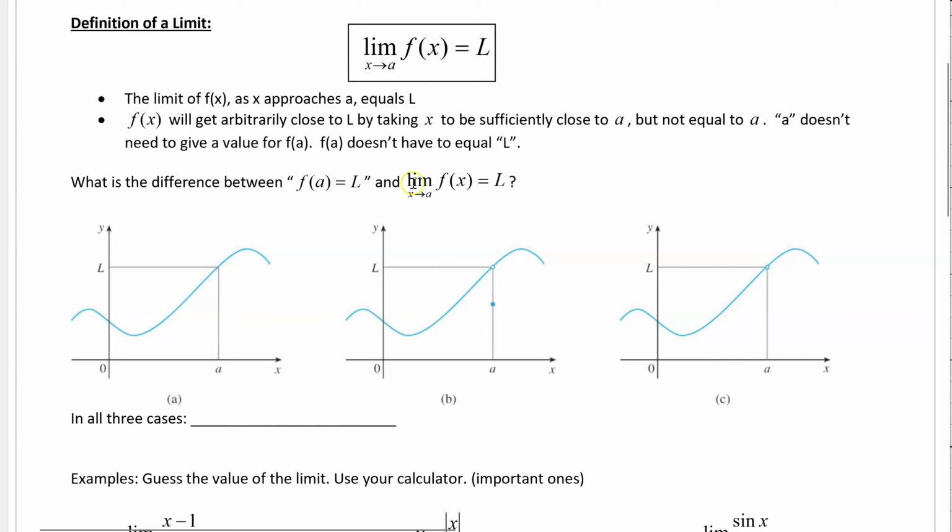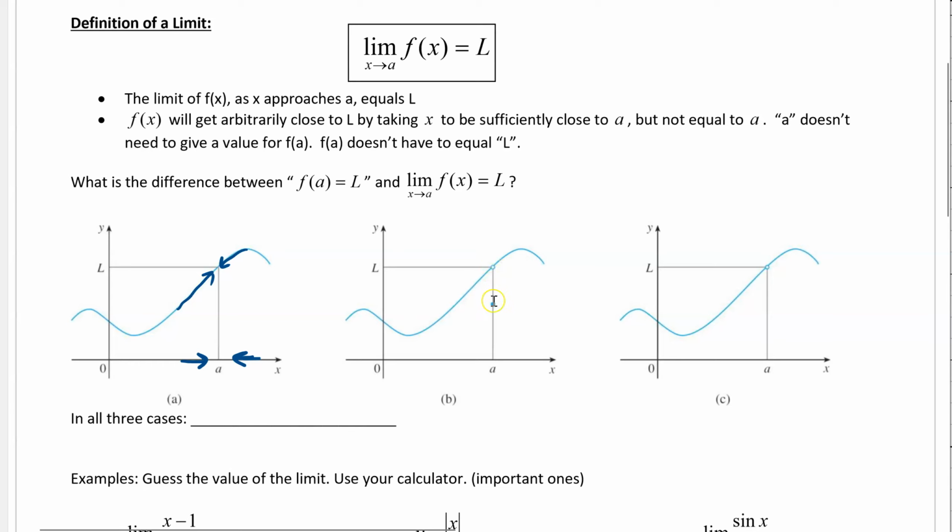And so what's happening is we want to look and see what we're getting close to from the left and the right. So coming in from the left and from the right, what y value are we approaching as x comes in from the left and the right? And you can see that it's L. And then over here, the same thing. You can see that L is a removable point here.